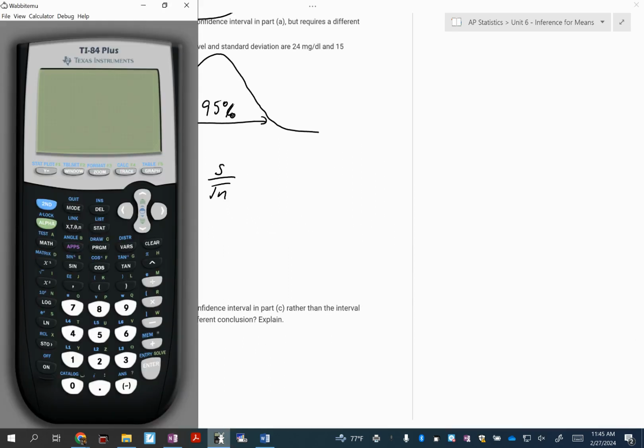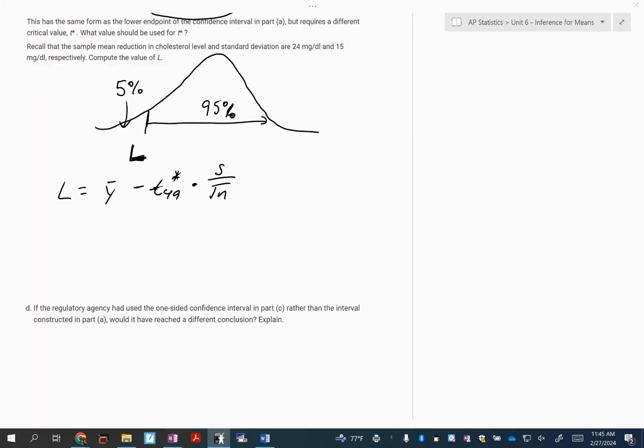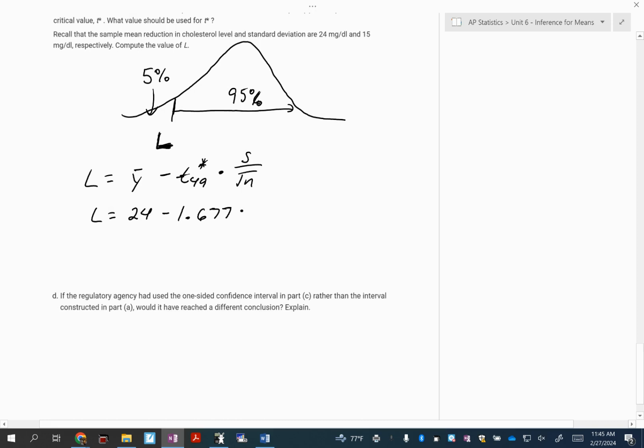So if I go to my calculator, turn it on, hit second vars, number 4, and again, change this to 0.05. That's different than part A. Same degrees of freedom. So I get 1.677. So it's going to be 24 minus 1.677. I use the rounded one there, but when I calculate this, I will use the not rounded one. And it was 15 over the square root of 50.